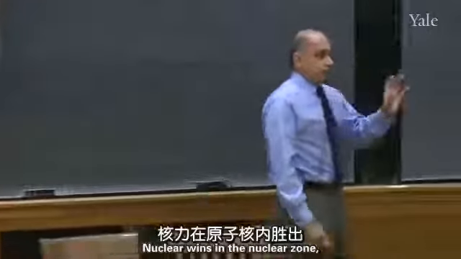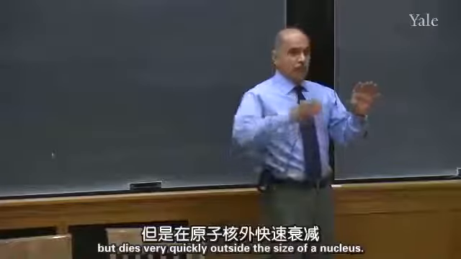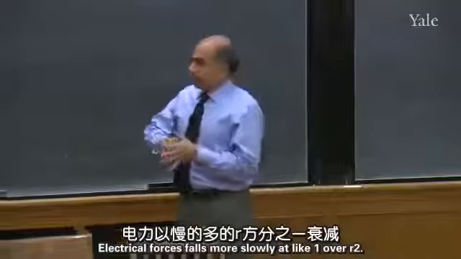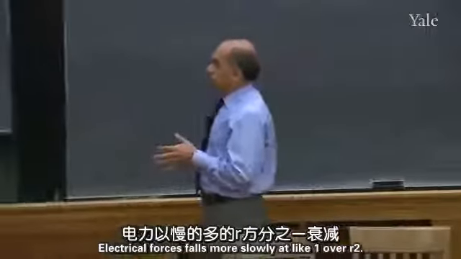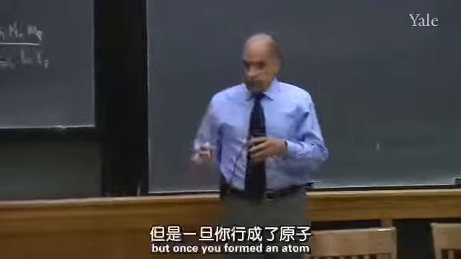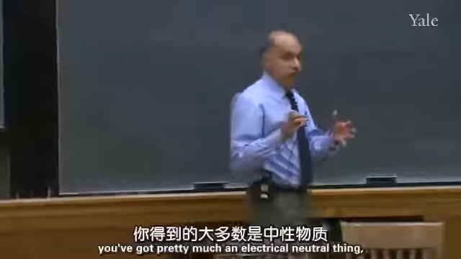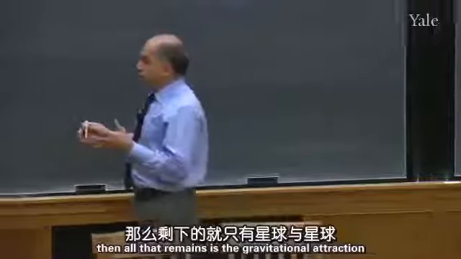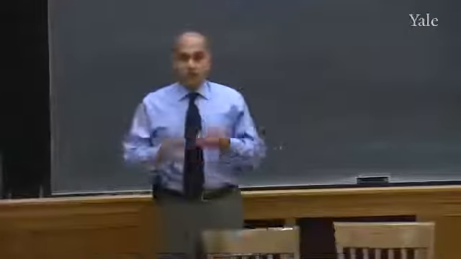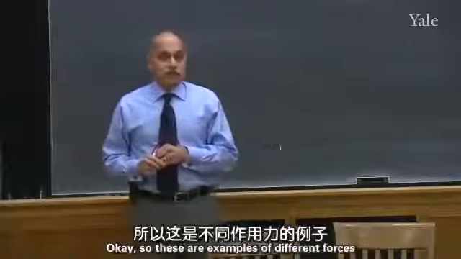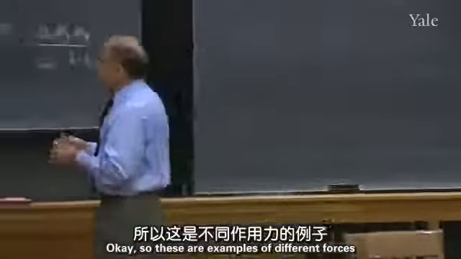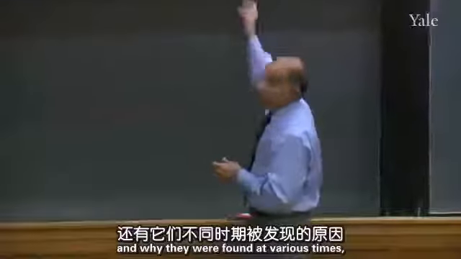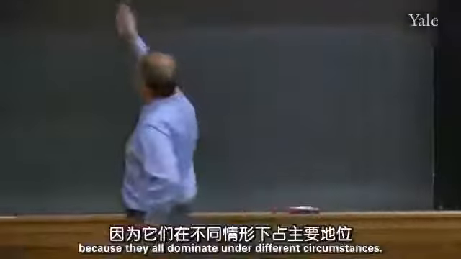Okay? Nuclear wins in the nuclear zone, but dies very quickly outside the size of a nucleus. Electrical force falls more slowly, like 1 over r squared. They dominate atomic physics. But once you've formed an atom, you've got pretty much an electrically neutral thing. And once you've got many, many atoms making up our planet, then all that remains is the gravitational attraction between a planet and another planet. Okay, so these are examples of different forces and why they were found at various times, because they all dominate under different circumstances.